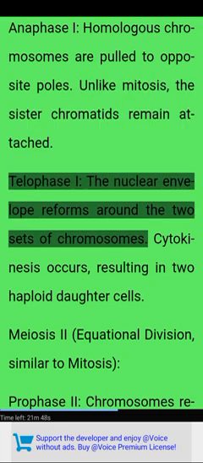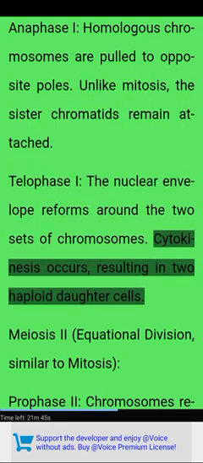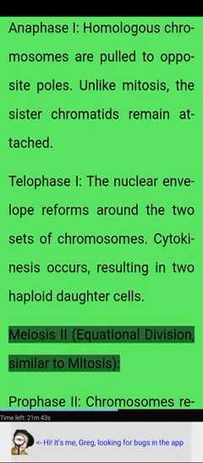Telophase I. The nuclear envelope reforms around the two sets of chromosomes. Cytokinesis occurs, resulting in two haploid daughter cells. Meiosis II. Equational division, similar to mitosis.